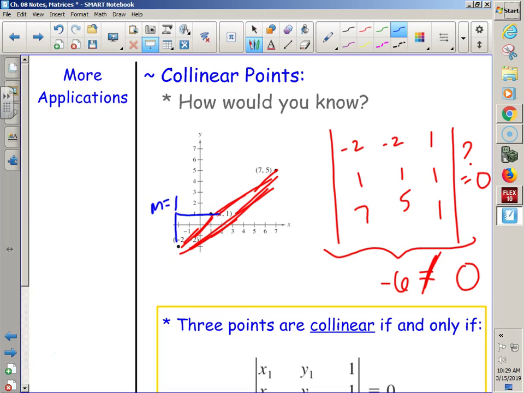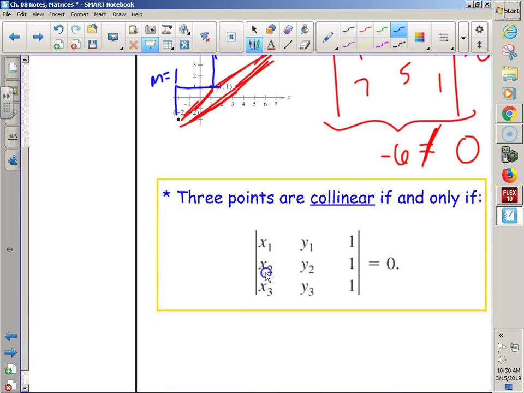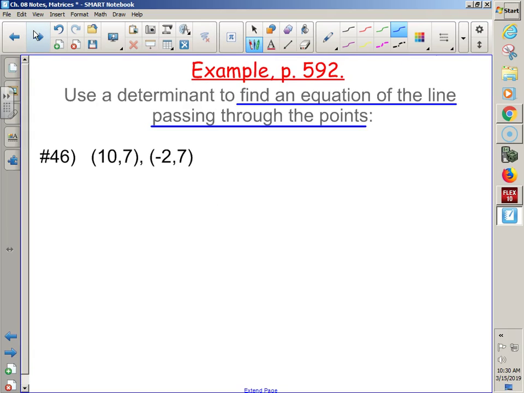But what happens if I go from this one to that one? I'd have to go from 1 to 5, which is 4, rise over run, and from 1 to 7 is 6. Is a slope of 1 and a slope of 2/3 the same line? Nope. So there was more than one way to answer the question, but one way with determinants is, hey, determinant 0, they're collinear. Determinant's not 0, they're not.